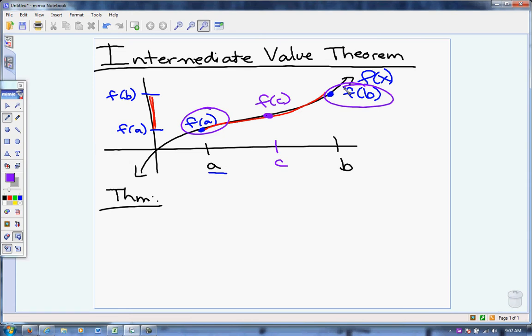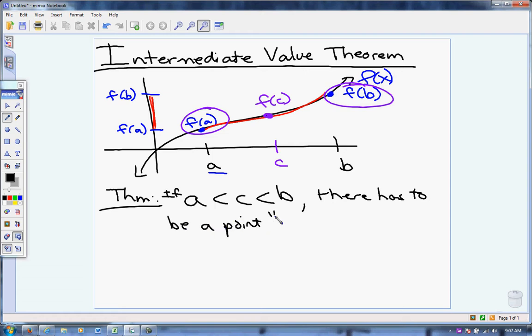All right? So, how can we say this theorem in a way that we can understand it? If a is less than c is less than b, then there has to be a point c such that f of a is less than f of c is less than f of b.